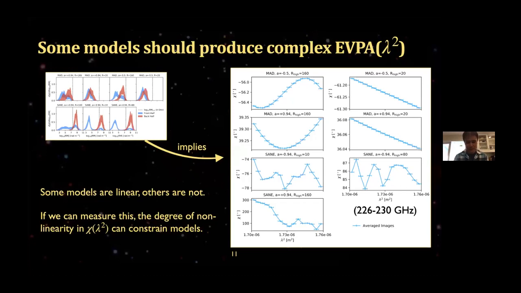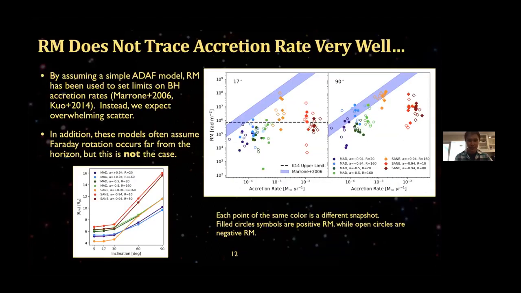But that would be an interesting direction to explore, to see if we can use nonlinearity in EVPA as a function of frequency to constrain models. One thing that the RM is often used for is to give you an estimate of the accretion rate. So if you remember that equation from before, RM as a function of temperature, density, and magnetic field, you can assume a simple analytic advection-dominated accretion flow model, and then you have a solution for what the temperature, density, and magnetic field should be, and then you can integrate that. And that's something that's been done in the past to set limits on black hole accretion rates.